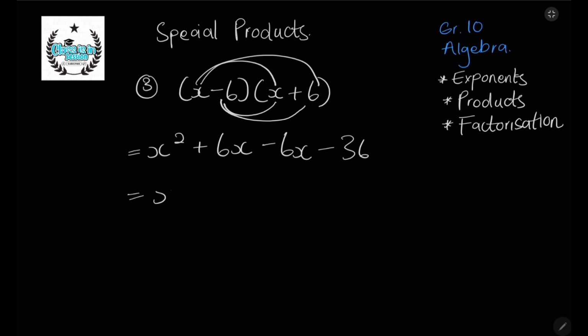Let's look for like terms. You have x squared, then positive 6x minus 6x. This minus that is equal to 0. It's 6x minus 6x, right? 6 minus 6 is 0. So we're left with x squared minus 36. So did you guys see that the middle terms canceled each other out?